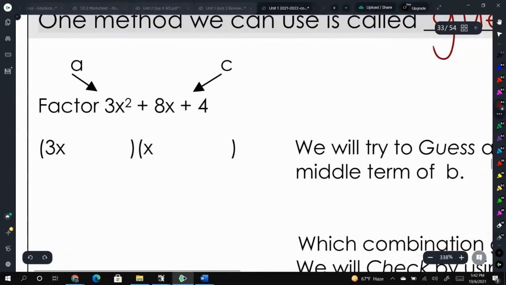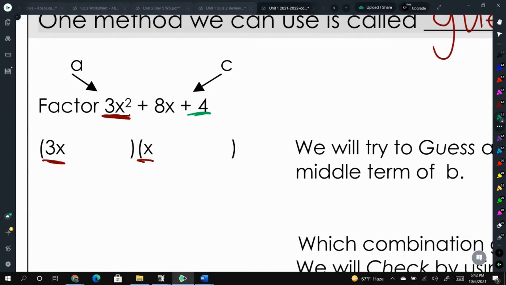So for this one right here, we have 3x squared plus 8x plus 4. We know that when we FOIL, the first two numbers will have an x squared. That means one of them has to be 3x and the other one has to be x, because that is the only way you can multiply to get 3x squared. Then you think about your c term. With our c term, we have the number 4, so we could have 4 and 1 or 2 and 2 as our factors.